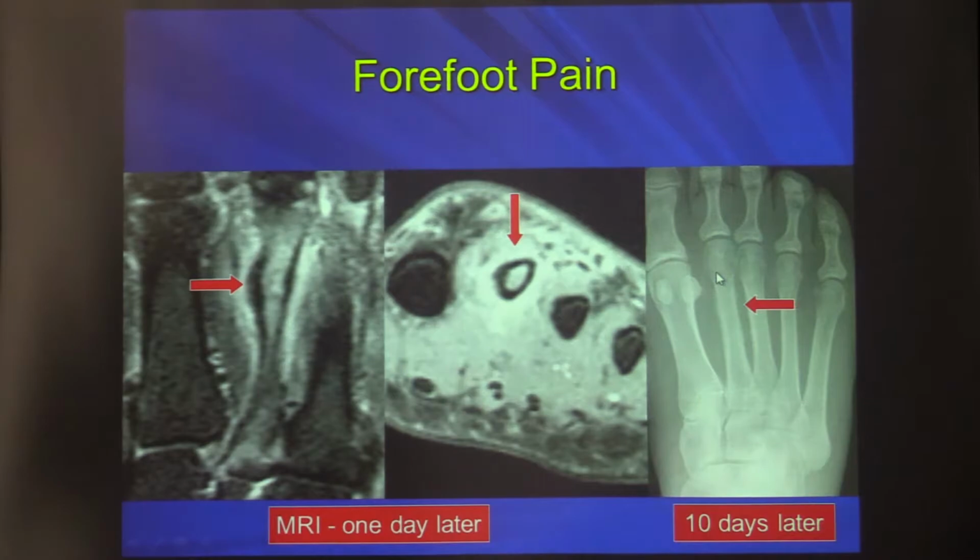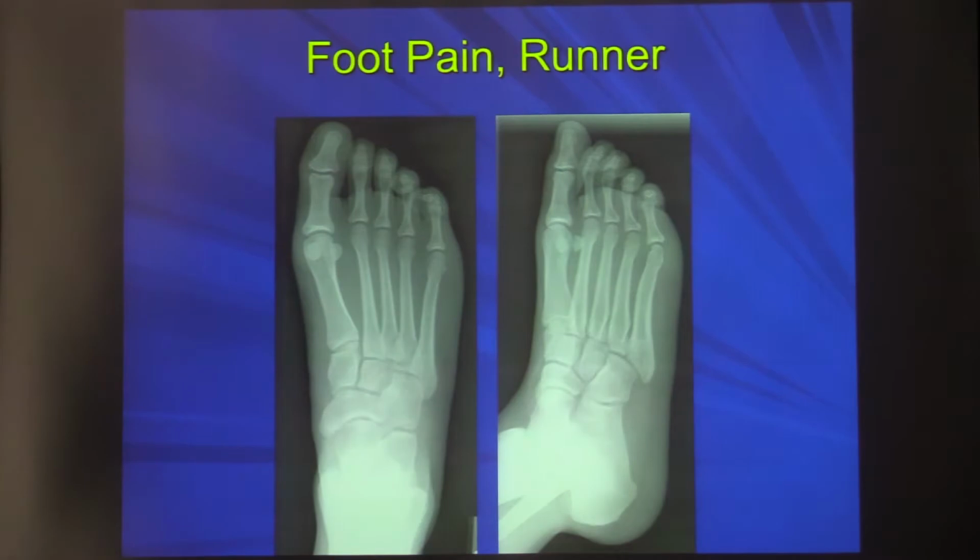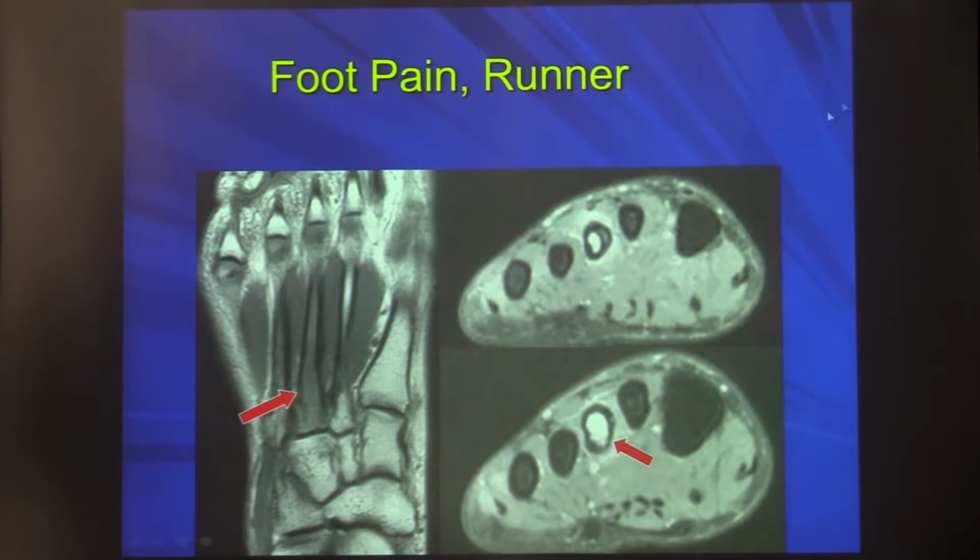Here's a runner with foot pain, and the radiographs are normal. But in fact, this patient has an injury at the proximal aspect of the third ray metatarsal. Now, this is unusual. If we think about the metatarsals, typically the second, third, and fourth stress fractures tend to be distal, mid to distal, and in the first and fifth, they tend to be proximal. This is unusual. Here's one in the third that's proximal.